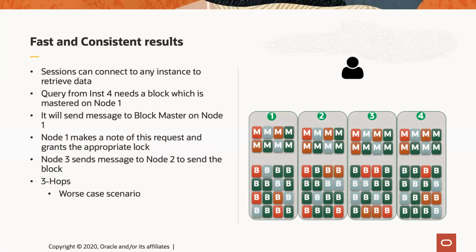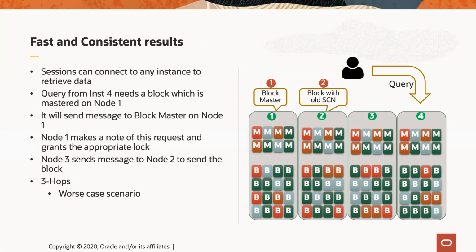Now, when you connect to any of the nodes, the session expects the result to be, first of all, fast and consistent. Take this example of a session connecting to node 4 that wants something running on some other node. First of all, it has to find the block master, so it sends a message to the block master. The block master will say, hey, go to node 2, which has some information with an old SCN. The block itself would either be shipped, or if it needs to do a read, it will do the read.